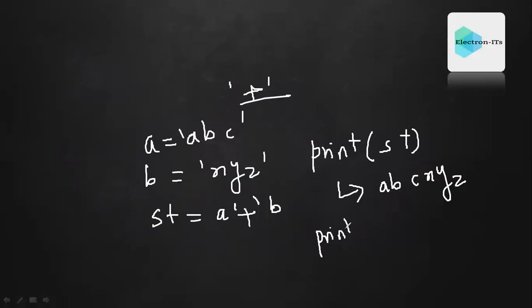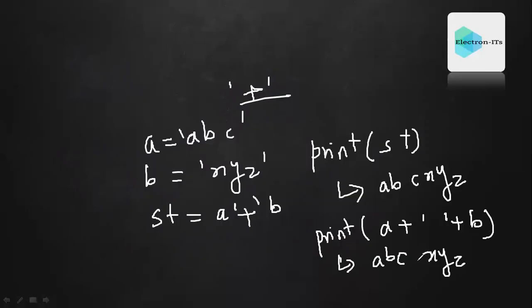print A plus space B. So it will create the result ABC space XYZ. To include this space, we have included this single quotation. So likewise, we can write different forms of strings.